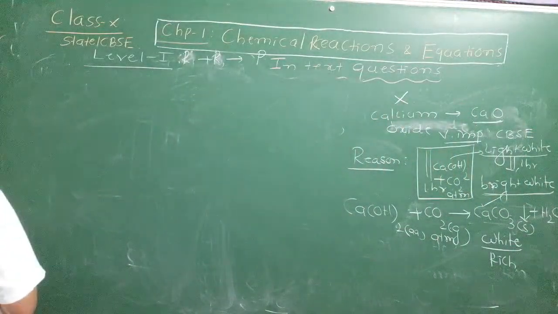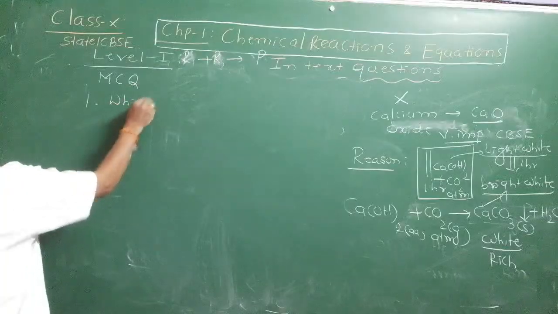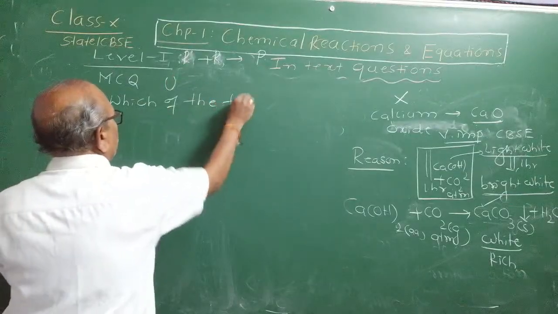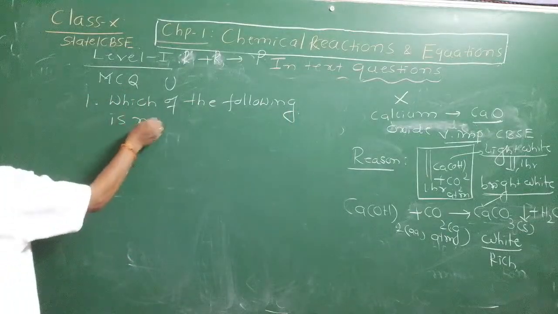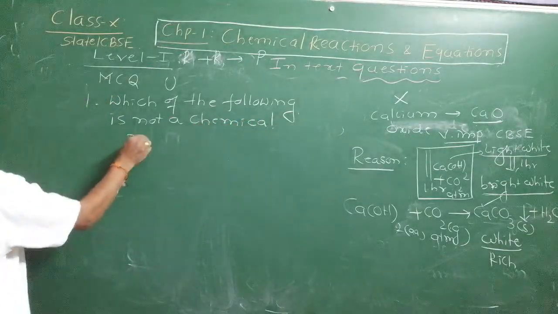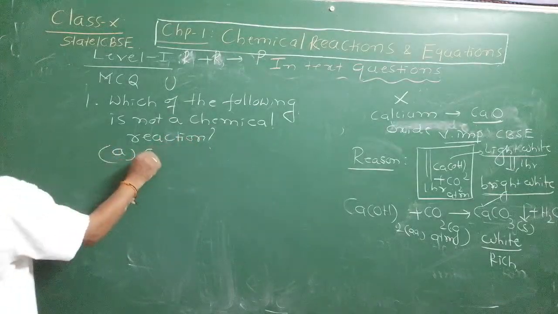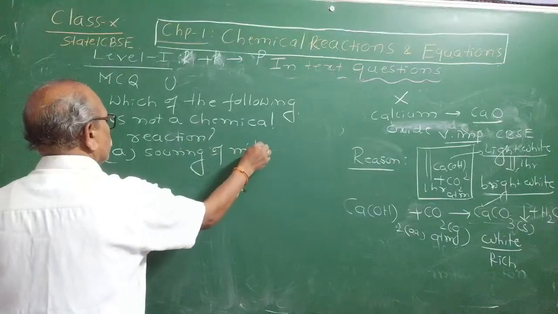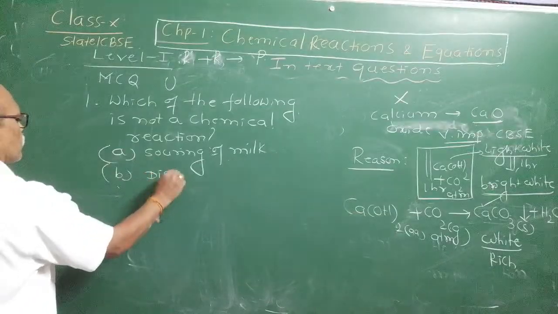Which of the following is not a chemical reaction? It tests your understanding. I will solve one or two questions. I will give the options. A, souring of milk: milk becomes curd. B, dissolution of sugar in water.